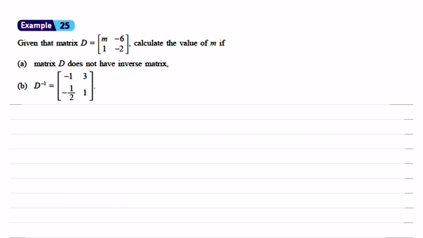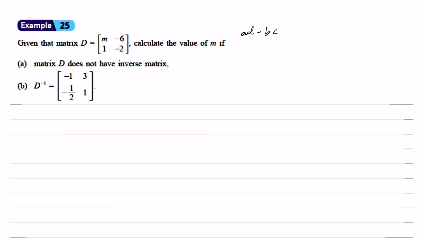For example 25, given that matrix D equals M, negative 6, 1, negative 2. Calculate the value of M if A, matrix D does not have an inverse matrix. Still remember, matrix D does not have an inverse matrix when determinant equals 0. So what is the determinant? AD minus BC.